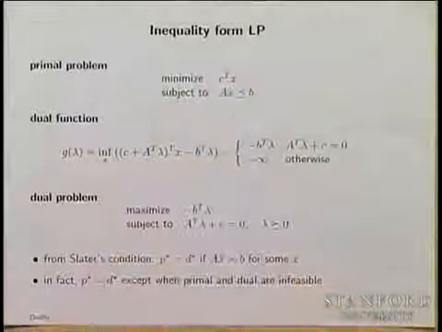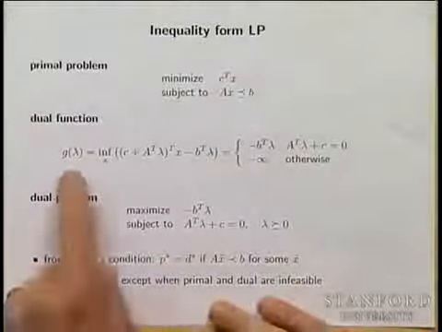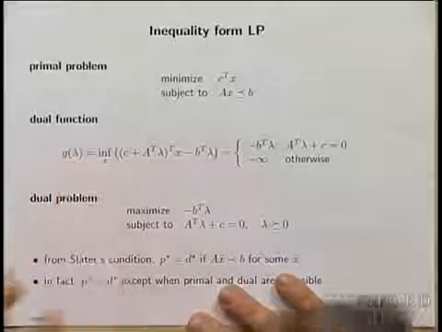Okay. All right. So let's go to the inequality form linear program. Here you want to minimize c transpose x subject to Ax less than or equal to b. We already worked out, well, we can work out, no, we didn't do this one, but we can work it out. It's easy enough.